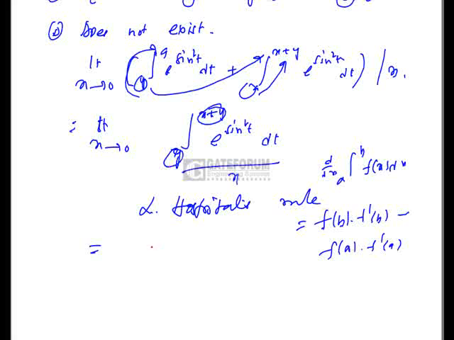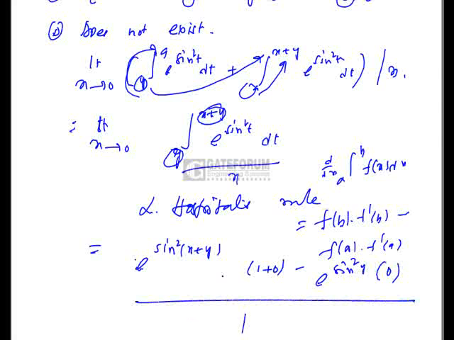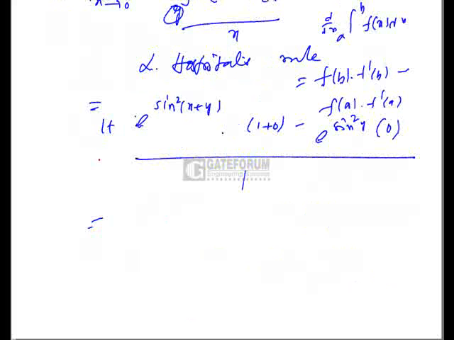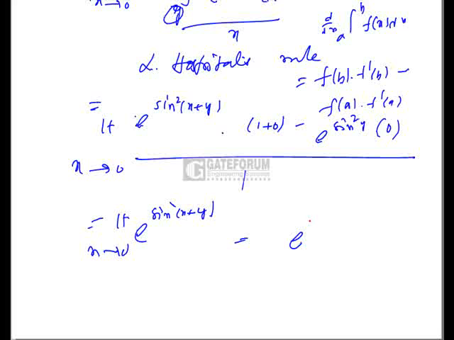So if I substitute that value, f of b is nothing but e power sin square of x plus y into differentiation of b. Differentiation of x plus y is 1 plus 0, minus f of a, which is e power sin square y, and differentiation of y is nothing but 0, divided by differentiation of x, which is 1. So limit x is tending to 0, I can write this as limit x tends to 0 e power sin square of x plus y. Now as x is tending to 0, this will be e power sin square y, which is nothing but option A.